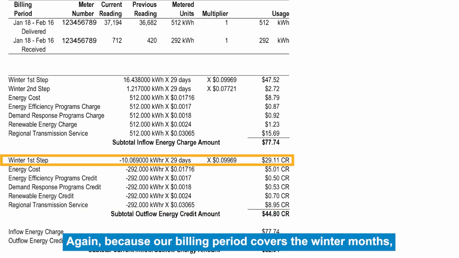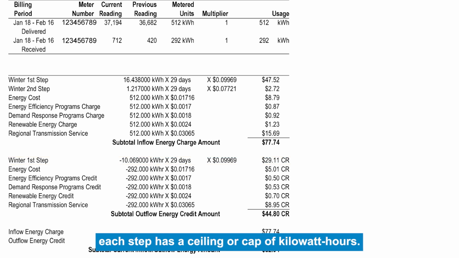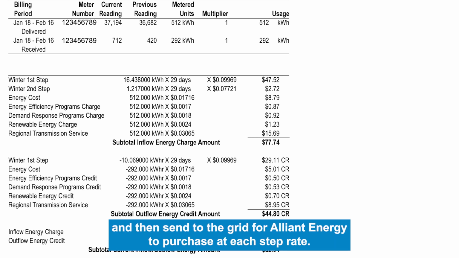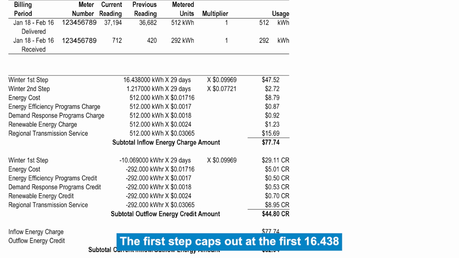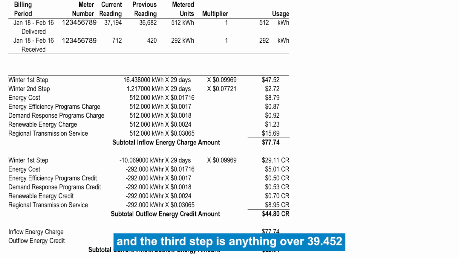Again, because our billing period covers the winter months, you'll see a winter step. As explained previously, each step has a ceiling or cap of kilowatt hours. In this case, the cap is the maximum number of kilowatt hours at each step rate that a residential solar system can produce and then send to the grid for Alliant Energy to purchase at each step rate. The first step caps out at the first 16.438 kilowatt hours per day. The second step caps out at the next 23.014 kilowatt hours per day. And the third step is anything over 39.452 kilowatt hours per day.